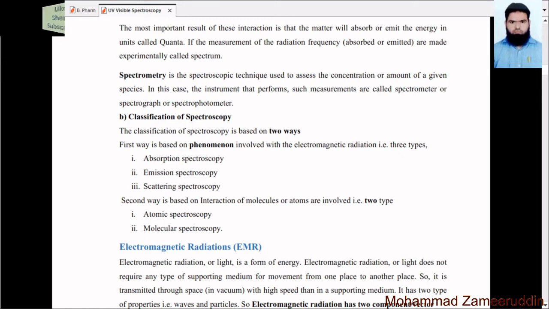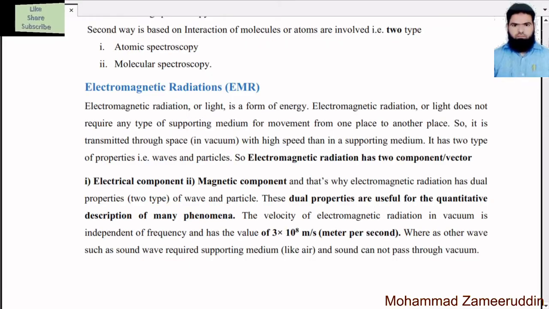Now the second is molecular. A molecule means that when two or more atoms join together with some bonding, they are called a molecule. If two atoms are joined together, they are called a molecule. If three atoms join together, they are called a molecule. Even if thousands, 10,000 atoms join together, they are also known as molecules. So when the radiation is interacting with molecules, this technique is called molecular spectroscopy. Let's discuss electromagnetic radiations.